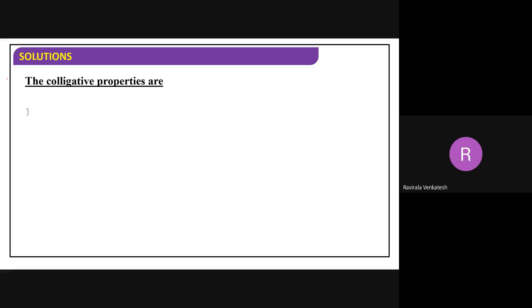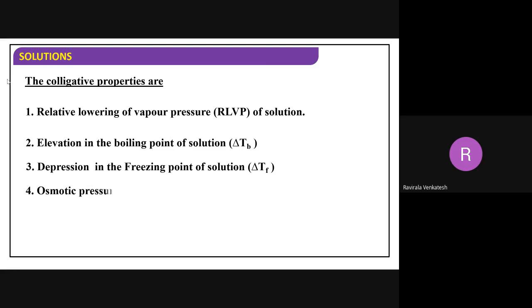Next, let's see what properties we have as colligative properties. First of all, relative lowering of vapor pressure is a colligative property. Second, elevation of boiling point is a colligative property. Third, depression in the freezing point is a colligative property. Fourth, osmotic pressure is a colligative property.